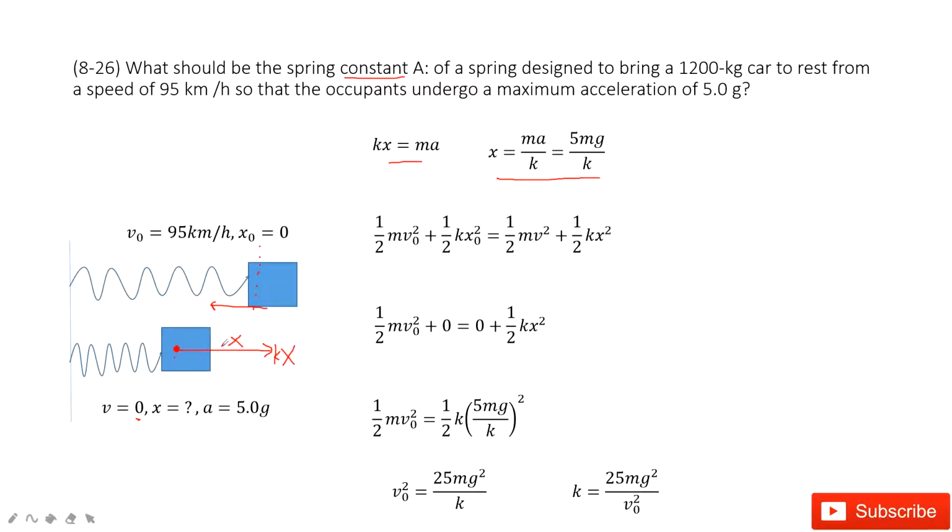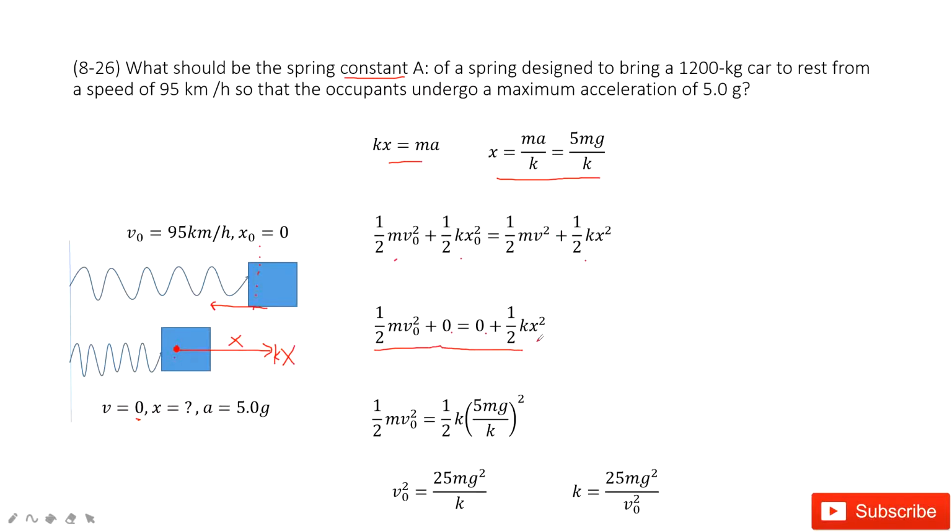The next one: we consider the energy is conserved. The initial energy is the initial kinetic energy plus the initial elastic potential energy. This should equal the final energy, which includes two parts: the final kinetic energy plus the final elastic potential energy. Then we can input the known quantities. You can see this term and this term become 0. Then we have two equations, this one and this one, to solve for k.